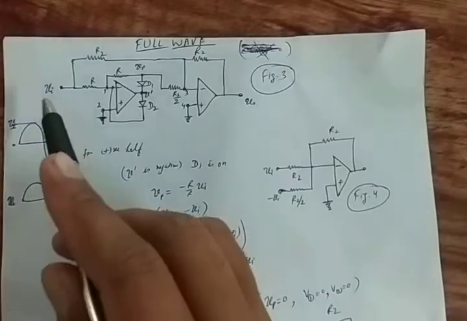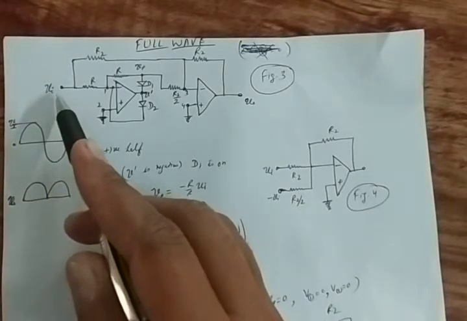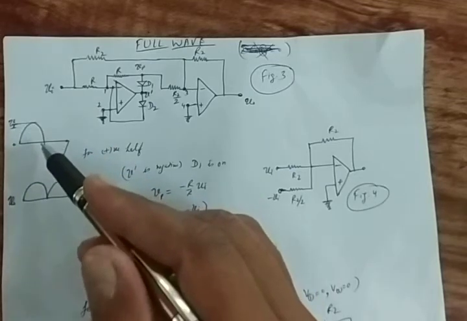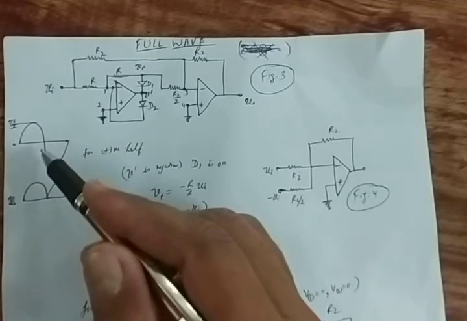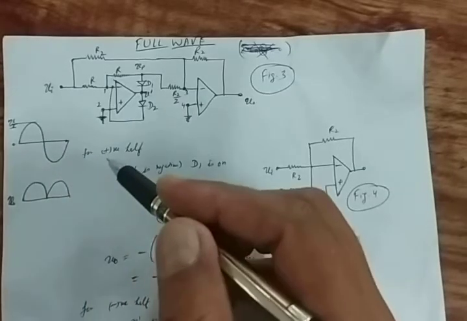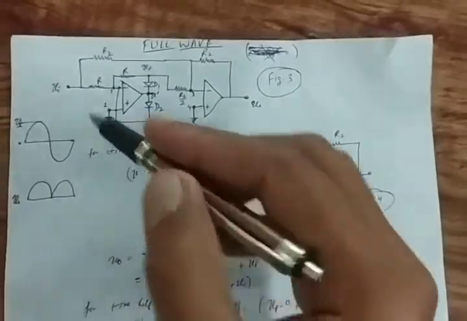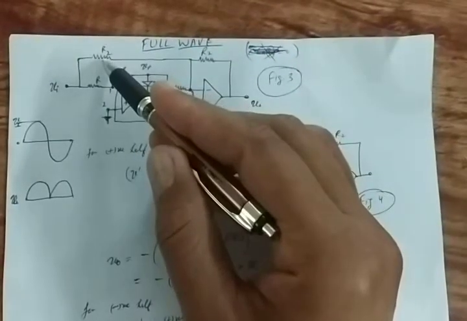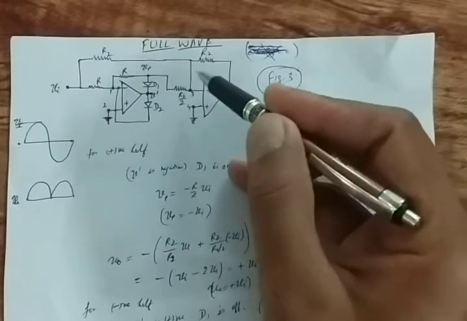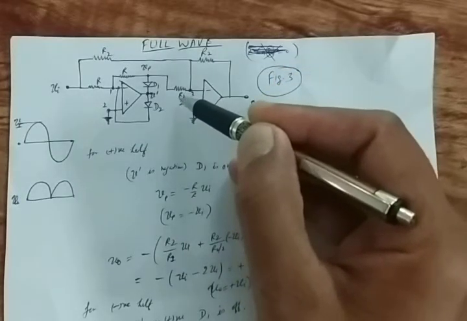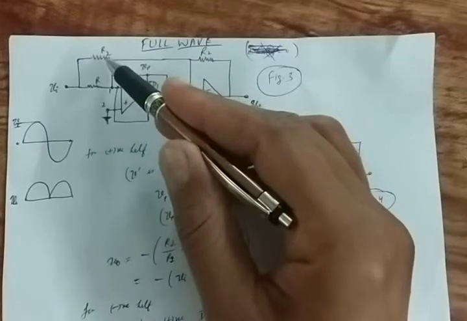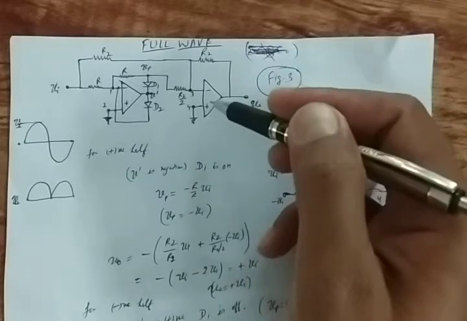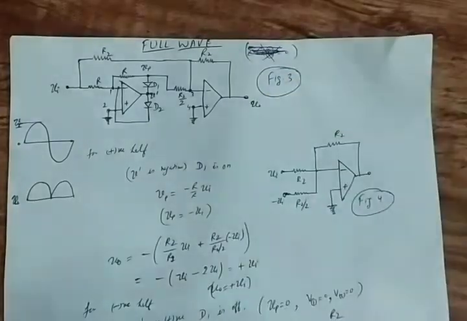Suppose here at this terminal we have input voltage Vi as shown in this. A sinusoidal input is given and we are having this resistance R, this one also R, this one is R2, this one is also R2, and this one is R2 by 2, that is half of this resistance. So if we use this circuit we can achieve full wave rectification.